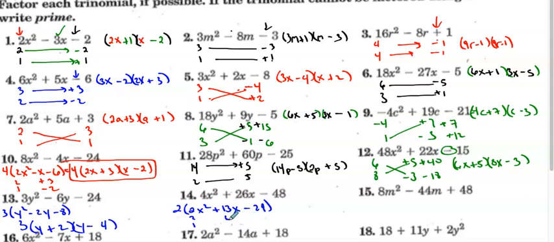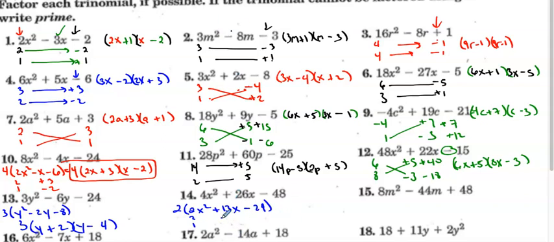If we do 6 and 4, that might work. This is negative, so we're going to have opposite signs. So 2 times 6 is 12. 1 times 4 is 4. 12 and 4 is not going to help me there. Let me do it the other way. 2 times 4 is 8. 1 times 6 is 6. 8 and 6 is not going to help me.